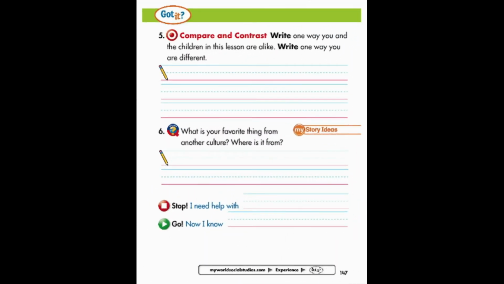Got it? Compare and contrast. Write one way you and the children in this lesson are alike. Write one way you are different. Can you come up with some ways that you're alike and ways that you are different?